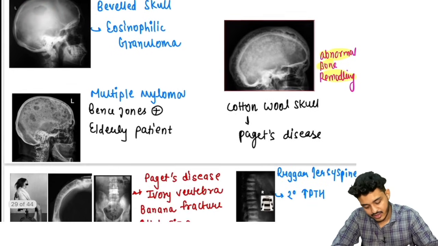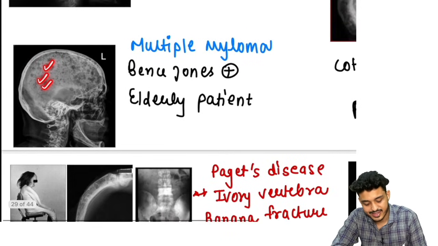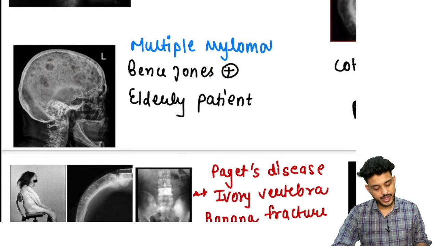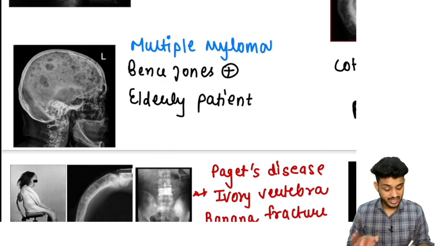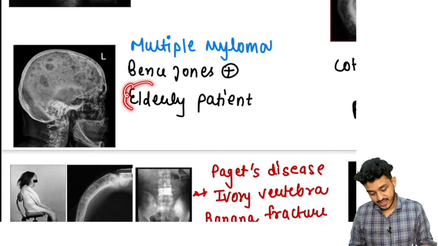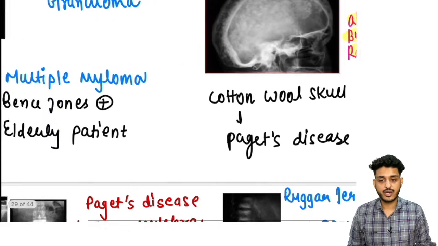Okay. Then you have got multiple lytic lesions. Multiple lytic lesions are suggestive of what? These multiple lytic lesions are suggestive of multiple myeloma. Here you will be having some proteins. Which proteins are going to be positive? Bence Jones proteins are going to be positive. This is seen in the elderly patient, beta. Elderly patient, multiple myeloma, very, very important, right?